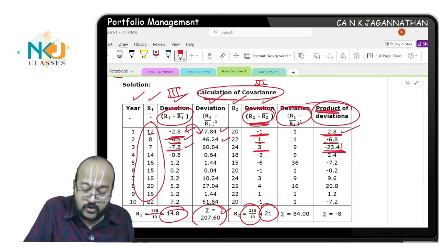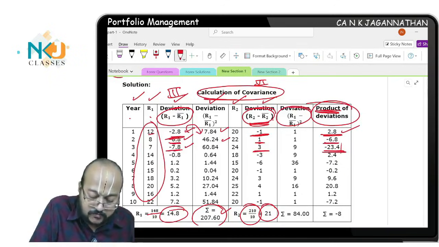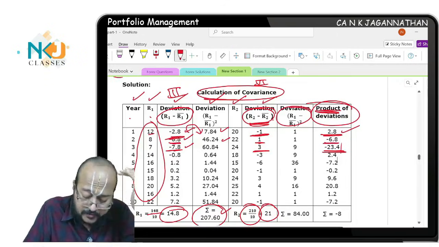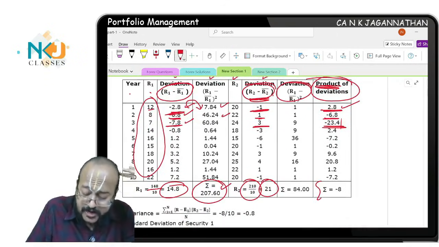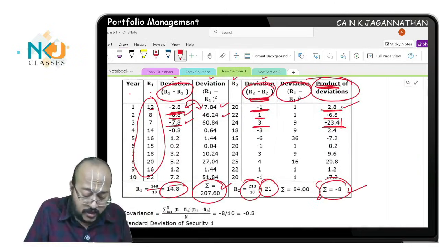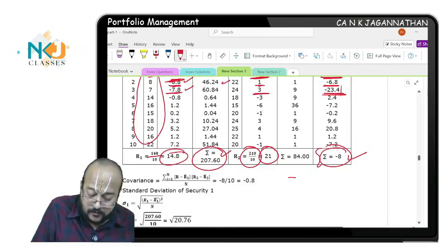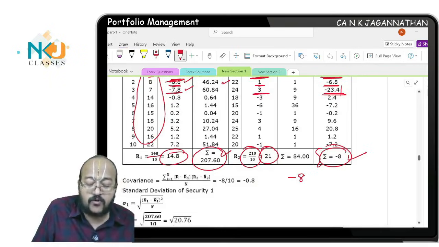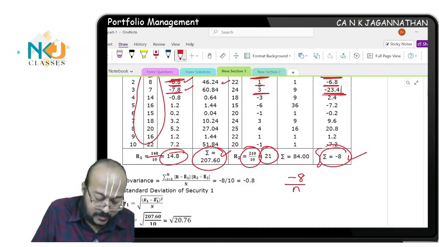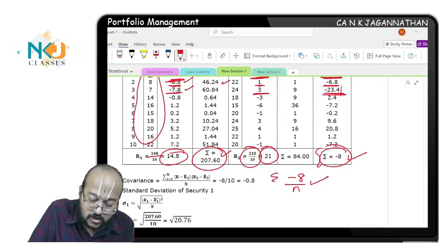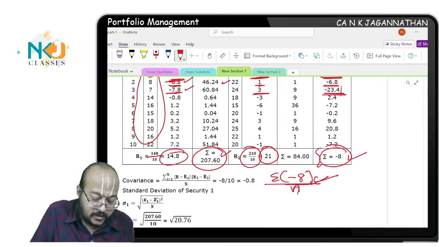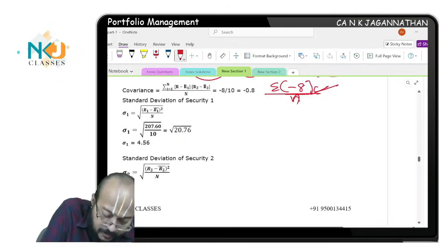This will give you the total of these products, then you just add it up. Okay, you will get minus 8 as total. This total minus 8 will be there. Okay, what you should do? Divide by n. Divided by n, this is nothing but summation of all this product divided by n, you will get minus 0.8.